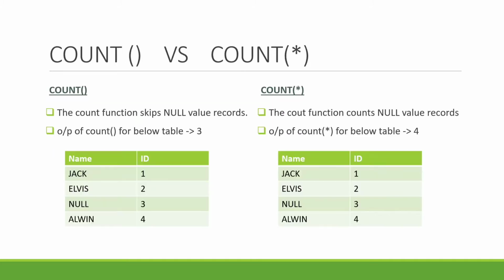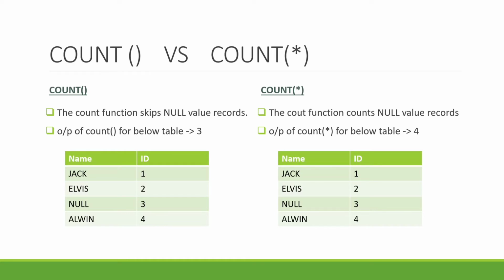Okay, now you can see that the last two aggregate functions are count and count star. Now this might seem a little bit confusing, since both of them look quite similar, but there is a slight difference between them. So first, if I talk about count, count actually skips null values present in the records.